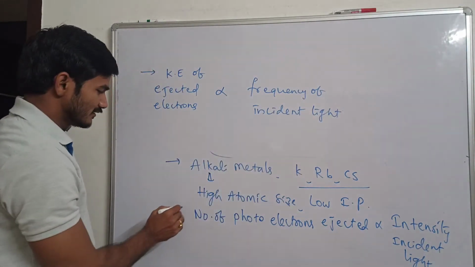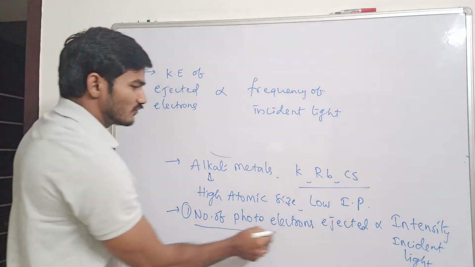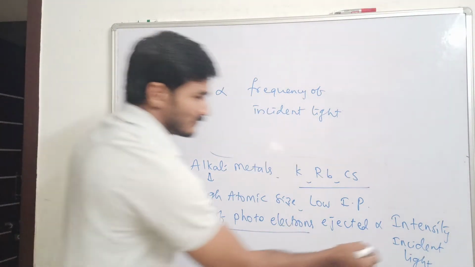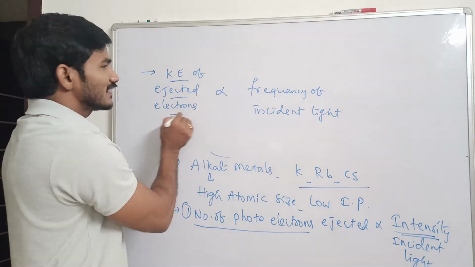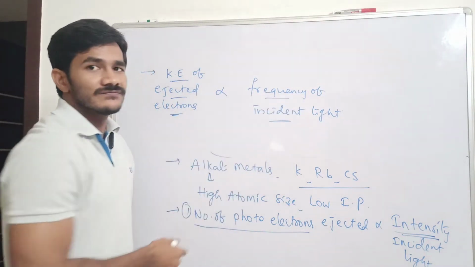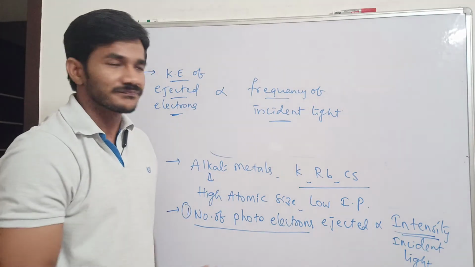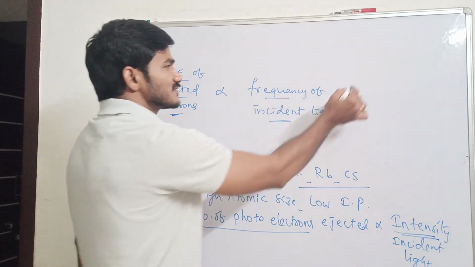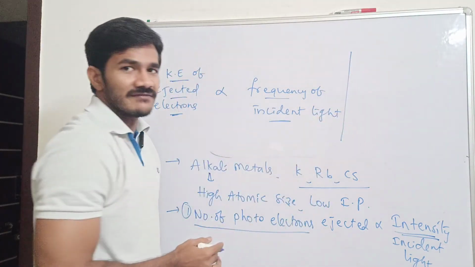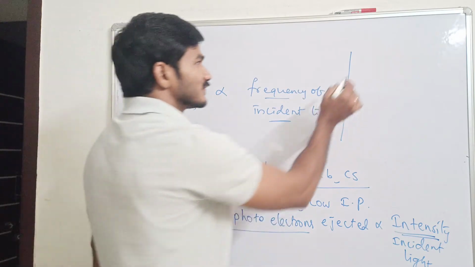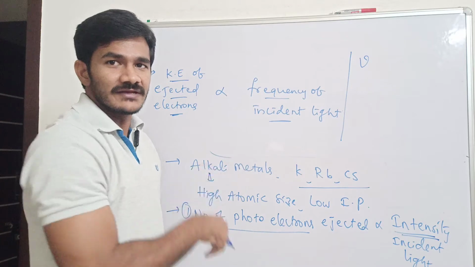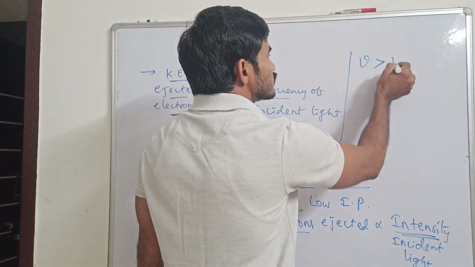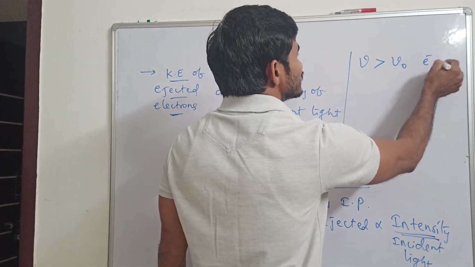These points are important. One is that the number of photoelectrons ejected is directly proportional to intensity, and the kinetic energy of ejected electrons is directly proportional to the frequency of incident light. Frequency of incident light means, I already told you, every metal has a characteristic frequency. If the incident frequency is more than the threshold frequency, then electrons are ejected.